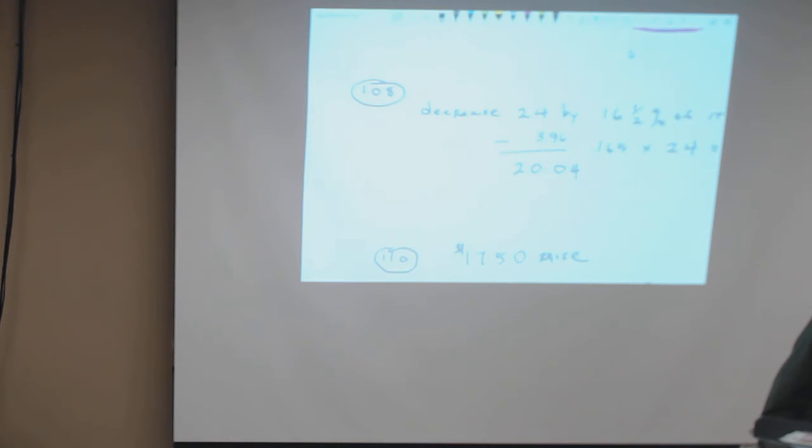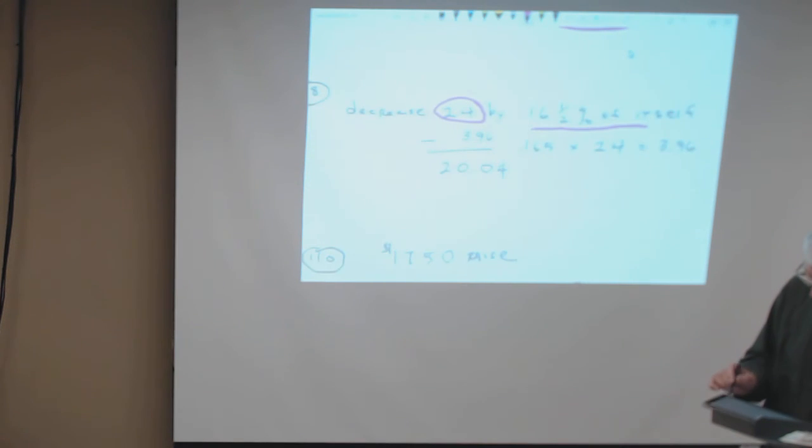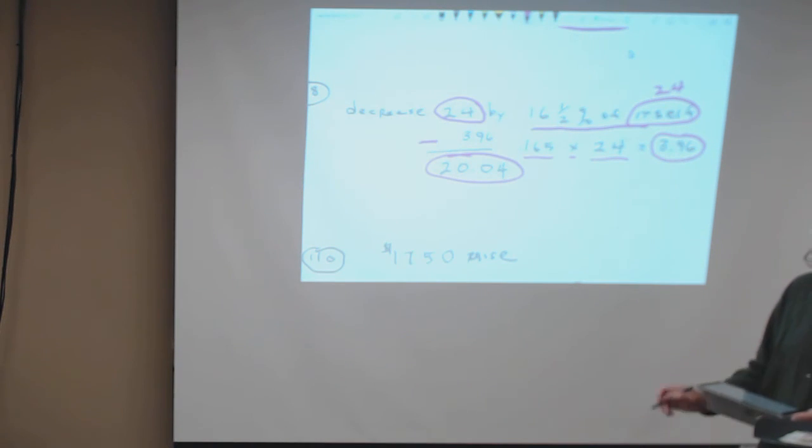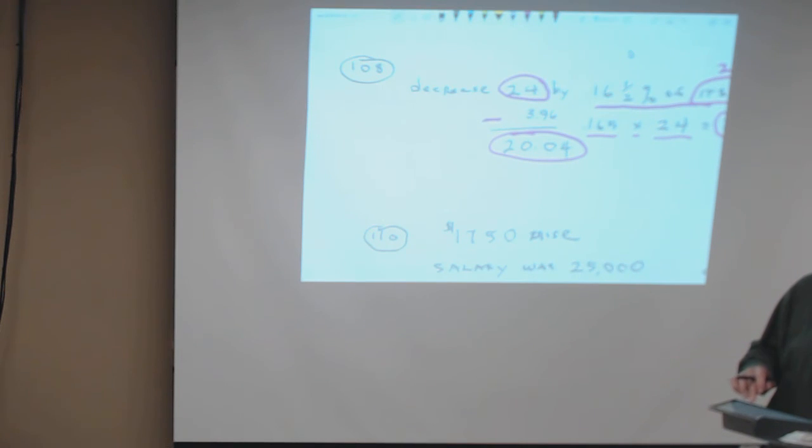108. If you decrease 24, if I take 24 and decrease it by 16% of what? Of itself. What would itself be? 16% of 24. What's 16% of 24? 0.165 times 24. That gives me 3.96. So to decrease 24 by 3.96, I subtract the 3.96 and I end up with 20.04. Take your calculator, punch in 24, then go minus 3.96 and see what you get. Any questions? You got that one?